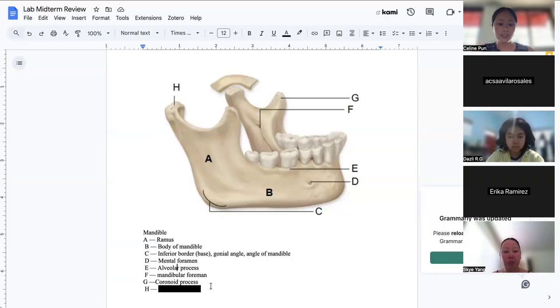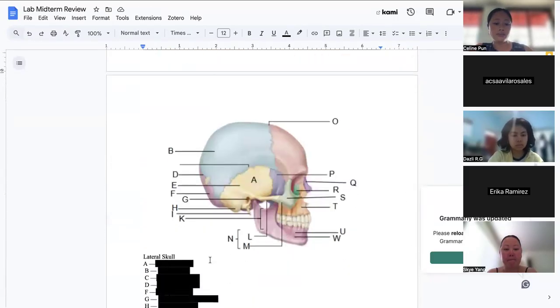Okay, H. What is H? This is another process. This is the condylar process. So it's another protrusion jutting out.